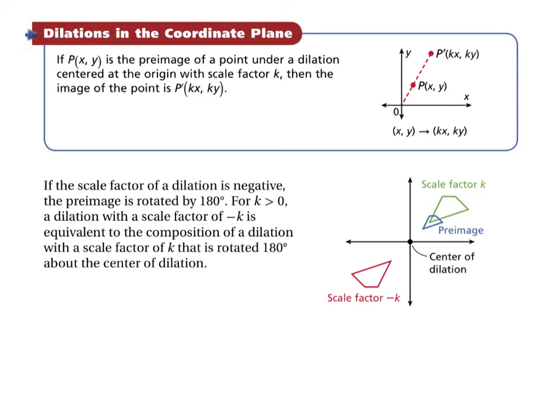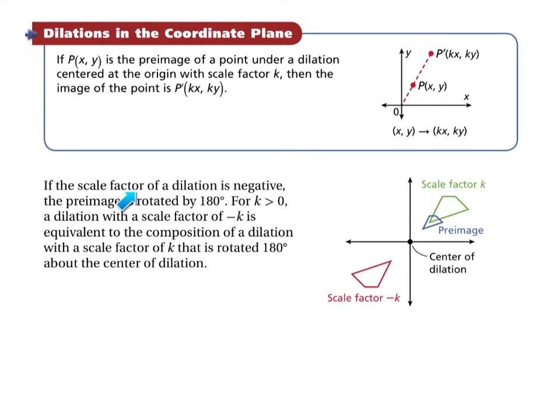Dilations in the coordinate plane. If we have a point P, which is at (x, y), which over here is located right here. If that is the pre-image of a point under a dilation centered at the origin with a scale factor of k, then the image of the point is P prime. All we do is take the scale factor and multiply it to each coordinate. And that's it. We take our (x, y), we multiply it by our scale factor, and that gives us our new point.